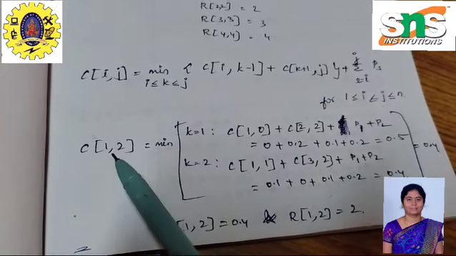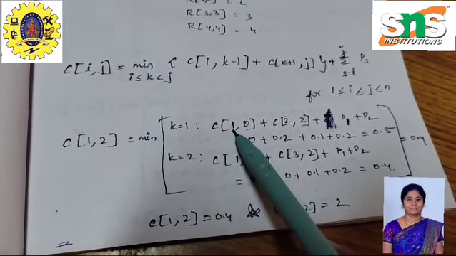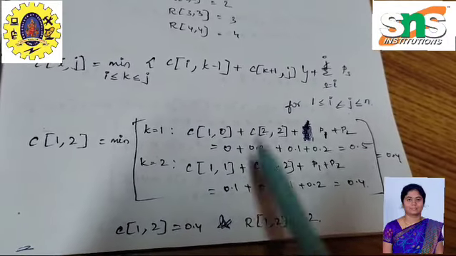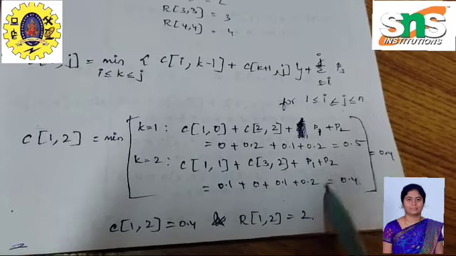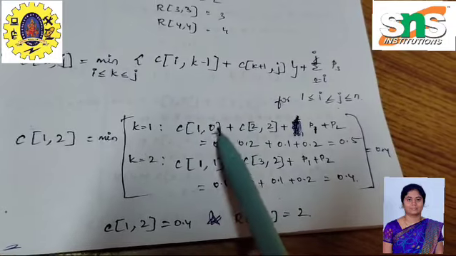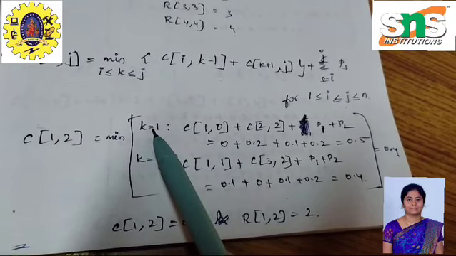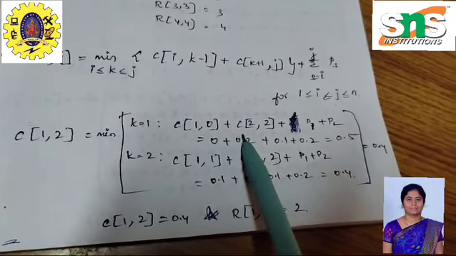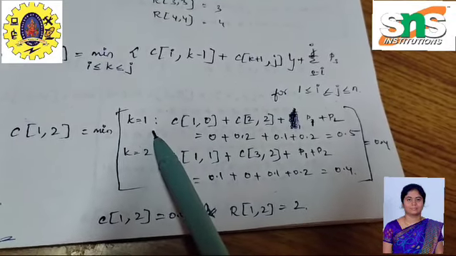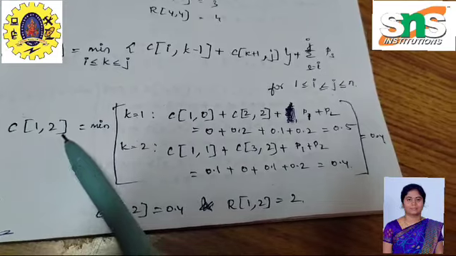So for this 1 and 2, the k value is 1 and also 2. If the k value is 1, we substitute it in this formula, and if the k value is 2, the value is substituted in the same formula and we get an answer. So for C of i comma k minus 1, here i is 1 and k minus 1 is 1 minus 1, that is 0, so 0, plus C of k plus 1. Here the k value is 1, and plus 1 is 2, so 2 comma 2, j value is 2.